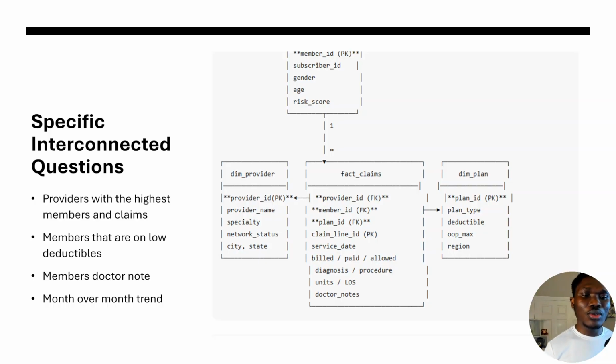We also need to know members that are on low deductible. So this member is here, right? But they're on this particular plan. Is the deductible high? Do we need to look for more members that will be able to pay more? Also, the other one is members' doctor notes. We want to look at it: this particular member, what did the doctor say about them? When they went to the doctor, this is around here. So you see, you need to join this with this.